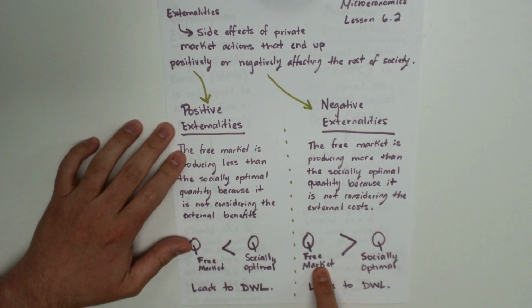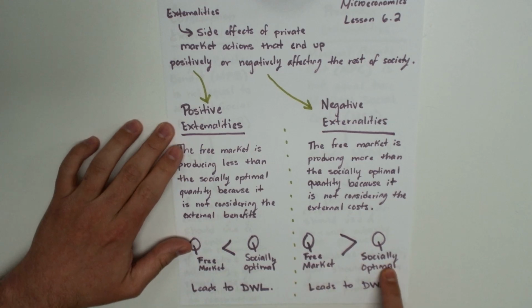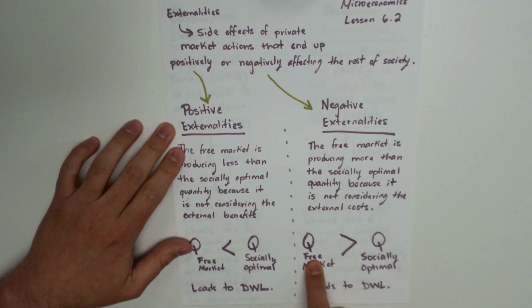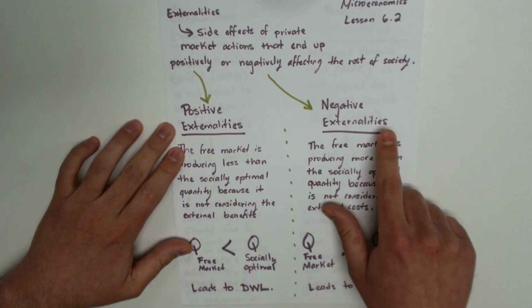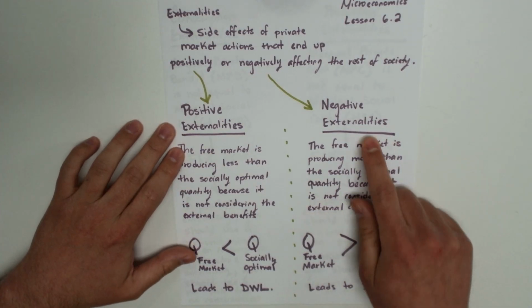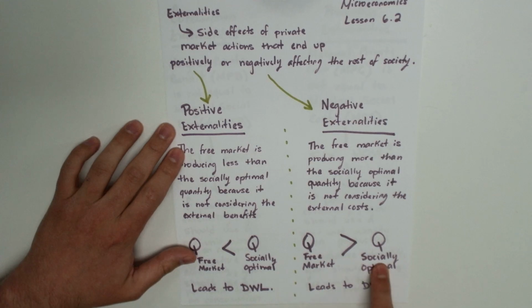If the free market is producing more than the socially optimal quantity, then we are overproducing. This is because of a negative externality. We're making more than society wants. This is again going to lead to deadweight loss.